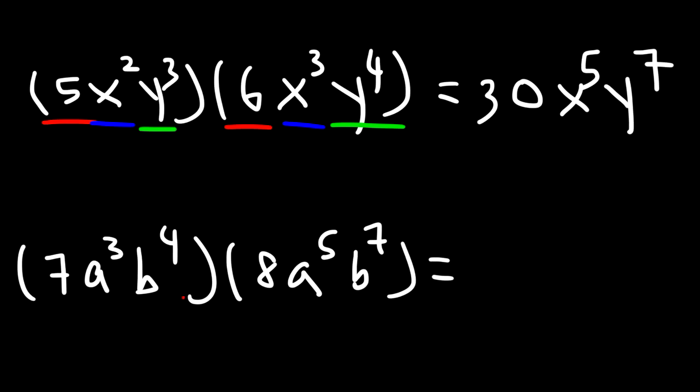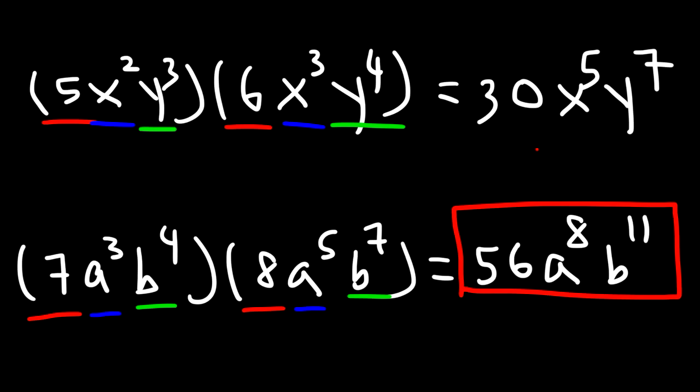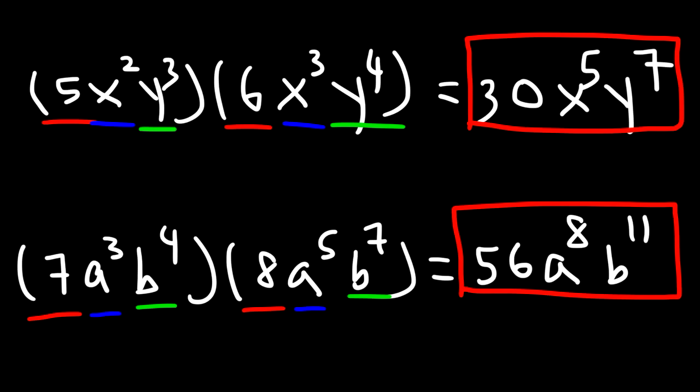Now let's do the same for this one. So here we have 7 times 8. That's going to be 56. And then a cubed times a to the 5th power. So 3 plus 5, that's 8. And then b to the 4th times b to the 7th. 4 plus 7 is 11. And there you have it. So we have 56 a to the 8th power, b to the 11th. And this is 30 x to the 5th, y to the 7th. And that's it.